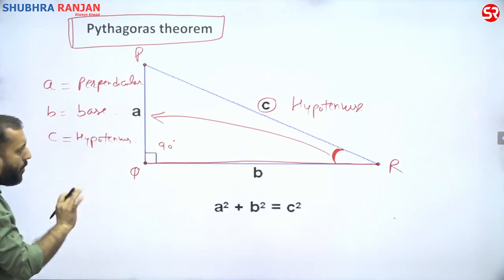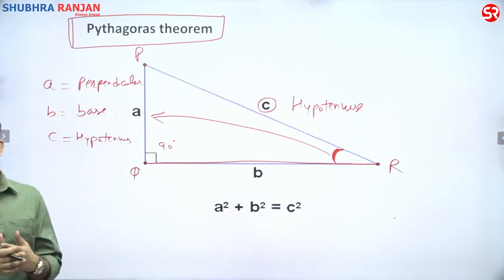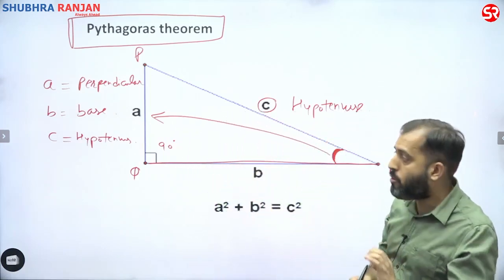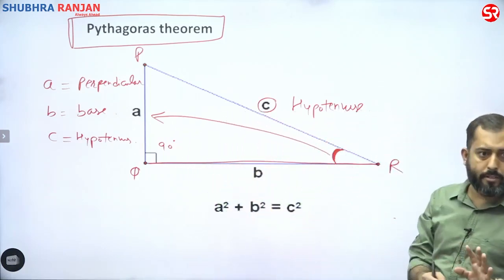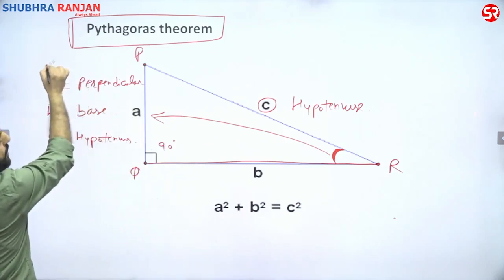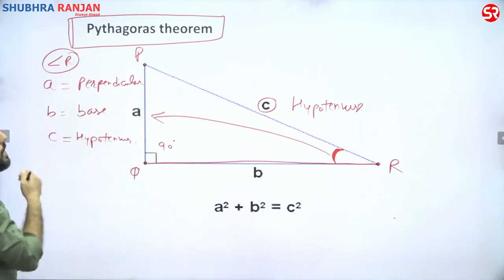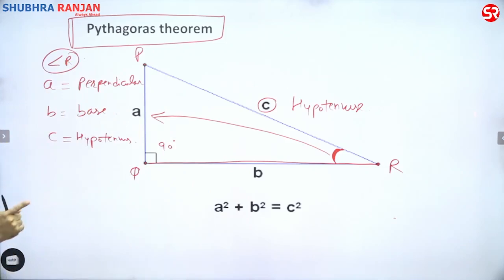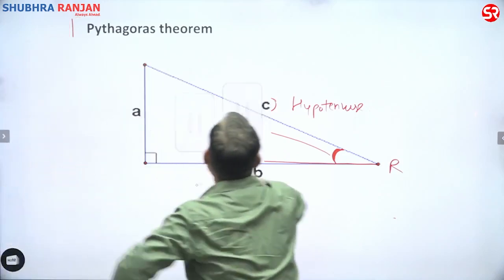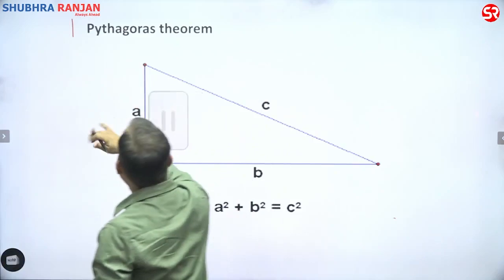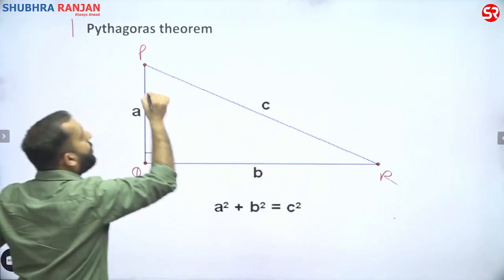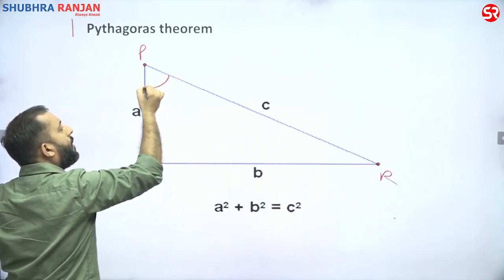So I hope you know how to find out perpendicular, base, and hypotenuse with respect to a given angle of reference. Okay. Now, these are the scenarios if the angle of reference is angle R. Done? Now, suppose my angle of reference is point P, this point P, this is Q, and this one is R.